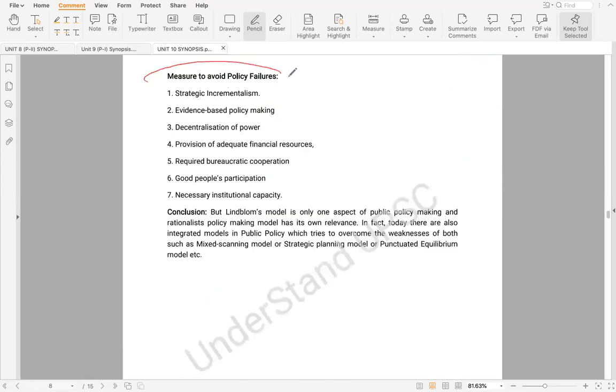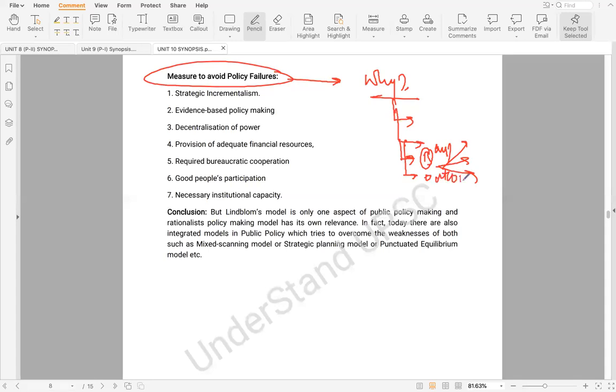Main demand: measures to avoid policy failures. Before that, also tell us why there are public policy failures. You talk about the incrementalist paradigm negatives, rationalist paradigm. You talk about bureaucracy as a whole, which is implementing, has a lot of failures, so red tapeism, corruption, nepotism, status quoism, etc. Tell us other reasons. For example, you do not focus on outcomes. We only focus on outputs, etc. Sensitivity training is lacking. Then you talk about the measures directly opposite. So strategic incrementalism, evidence-based policy making, decentralization, financial resources, bureaucratic cooperation, people participation, institutional capacity, etc.